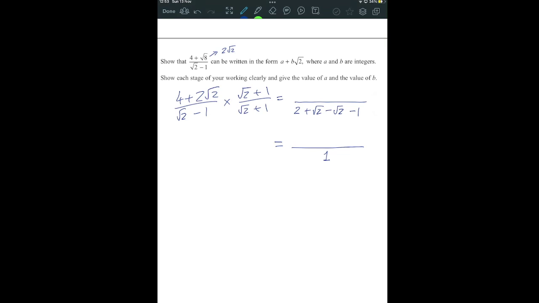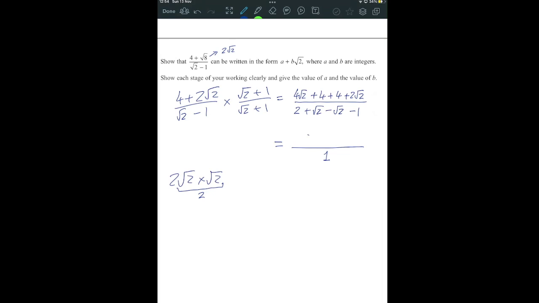On the numerator then, this one's a bit more challenging. We have our 4 times root 2. Our outsides is 4 times 1. Our insides is 2 root 2 times root 2. Well, the 2 root 2 times root 2, the root 2's, if you ever times a root by itself, the rooty bit cancels, so that bit's just a 2. So that's 2 times 2 is a plus 4. And then finally, 2 root 2 times 1 is just 2 root 2.